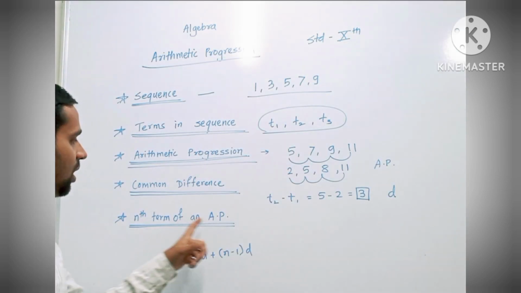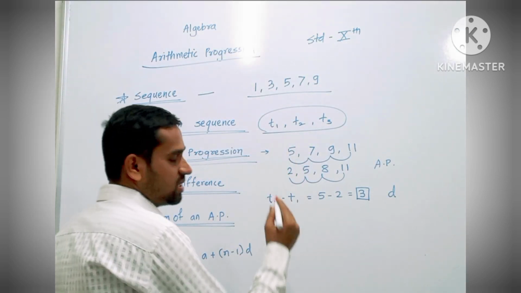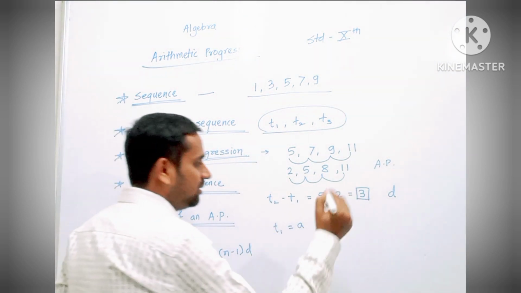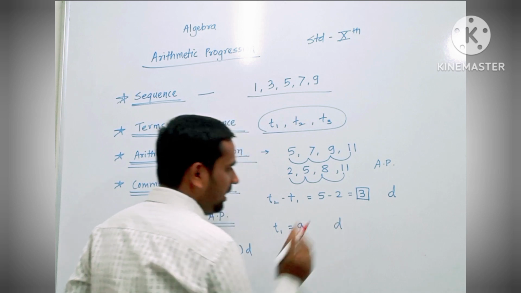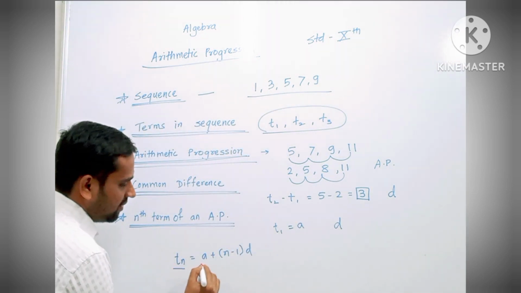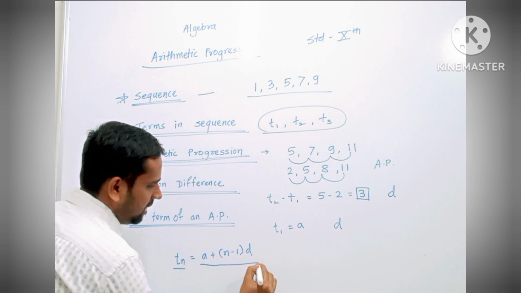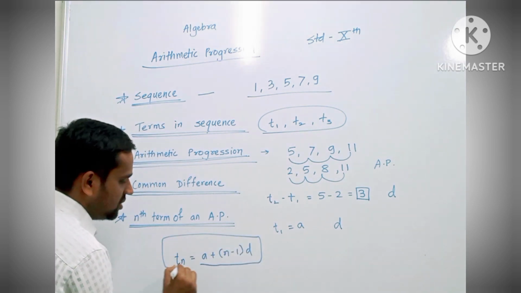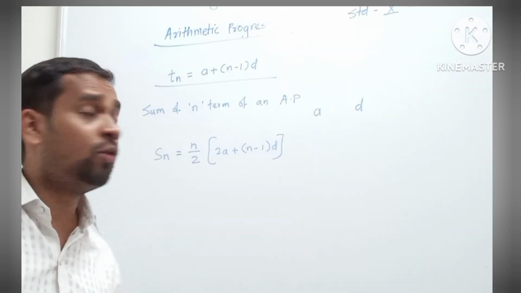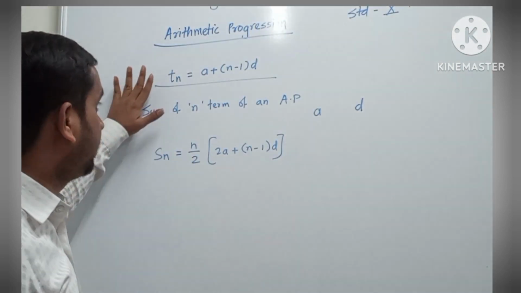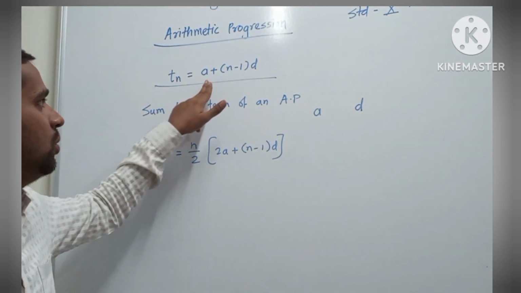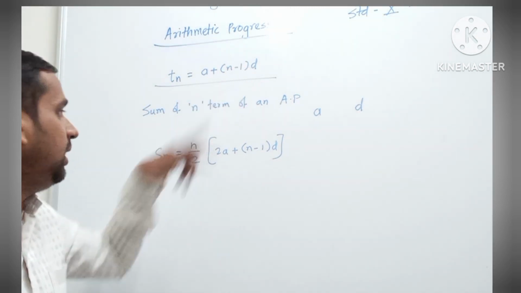Now, the nth term of an AP. If the first term T1 is a and the common difference is d, then what is the formula for Tn? Tn is equal to a plus (n minus 1)d. It is the general formula for an AP. So when we want to find the nth term, we have to use this formula: Tn is equal to a plus (n minus 1)d.